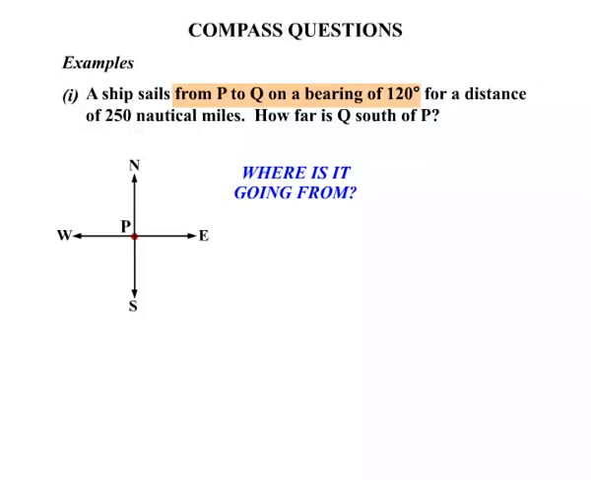Now we're told that the bearing is 120 degrees. So from P to Q, that angle there from the north is 120 degrees. The distance we're told is 250 nautical miles, so we'll mark that in on the diagram as well. Okay, at this stage now what we need to do is complete a right-angled triangle.